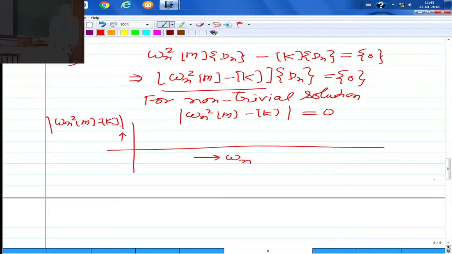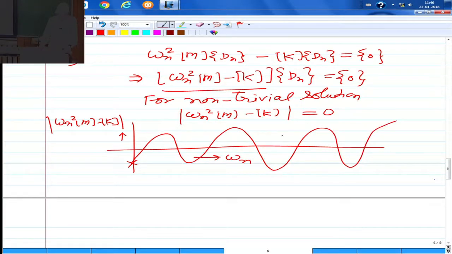On the y axis, I keep this determinant. Then you choose different values, and you will find that when omega n is one of the natural frequencies of the system, there this determinant would be 0. Maybe initially 0 is not an eigenvalue for some problem, then the determinant could be of course positive or negative. So you would have some variations, maybe going something like this. These can go up and down, it's not necessarily like this. So see, these are the omega n values where you have the determinant equal to 0.